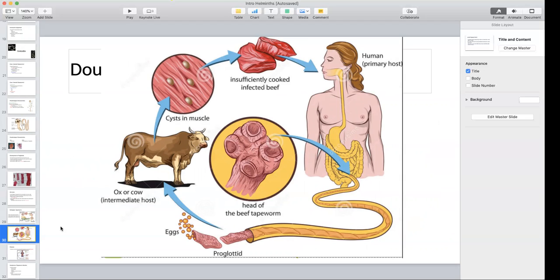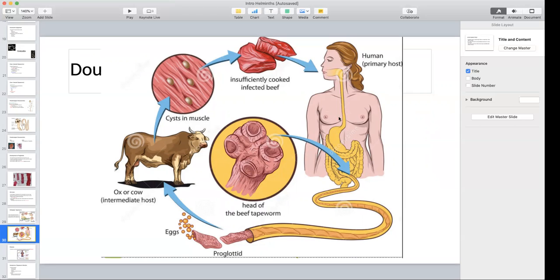All right, so let's look at this schematic of what's happening during this infection. This cow or ox or any piece of cattle right here has encysted parasitic worms in its muscle. We take these cattle and slaughter them for meat, and this beef is now infected with these eggs, and the human host is going to consume it insufficiently cooked.